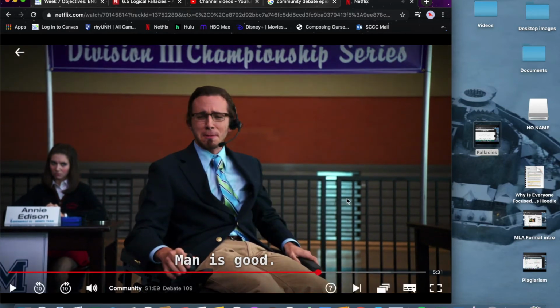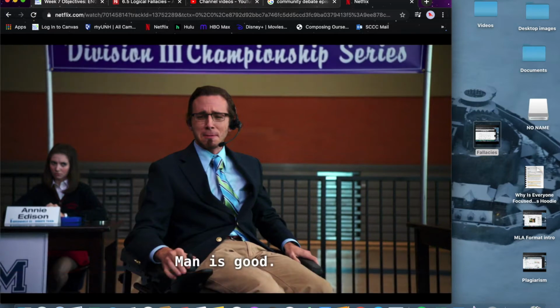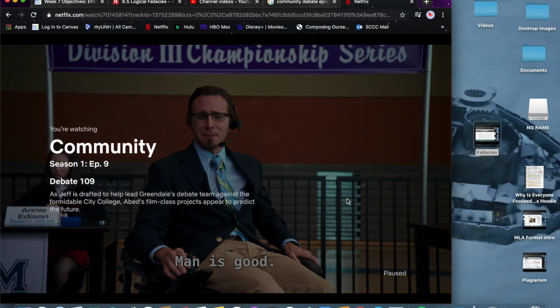Okay, so they are debating whether man is inherently good or inherently evil. But let's just break down his first rebuttal. One of the first fallacies is his opening appeal to authority. Just because he's appealing to a wise person doesn't mean that the particular quote is smart or true or applicable.